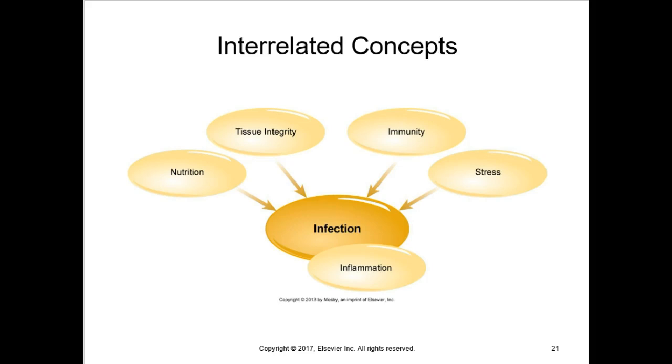Last but not least, we're going to look at some of the other concepts that interrelate with infection, and one of those is immunity. And this is where we provide the body a protection against pathogens to keep them from entering the body. Our immune system is always going to be our first line of defense, and so it is our main method of how we protect ourselves from those invading pathogens.